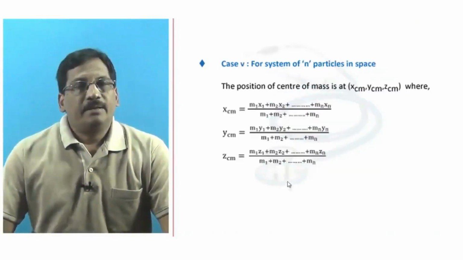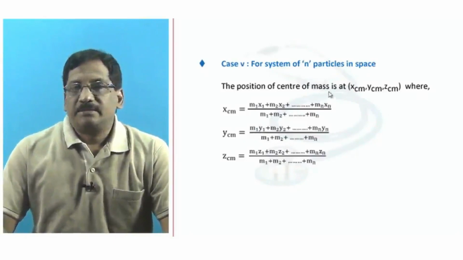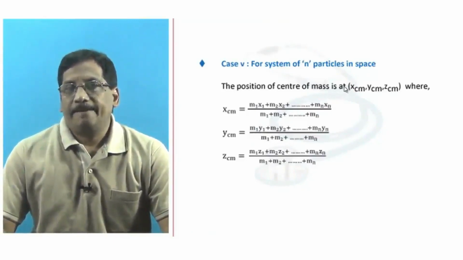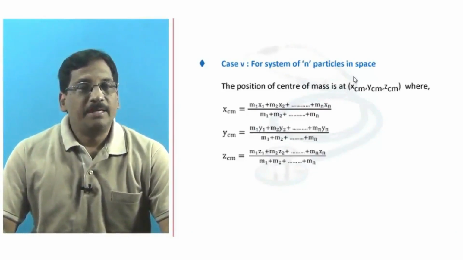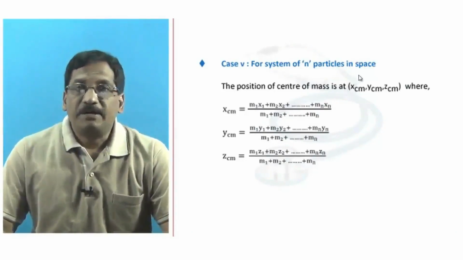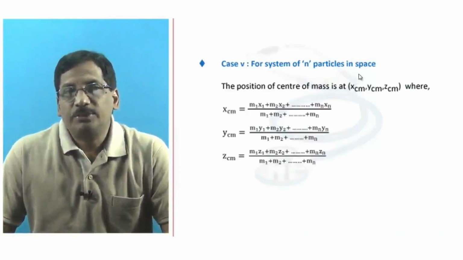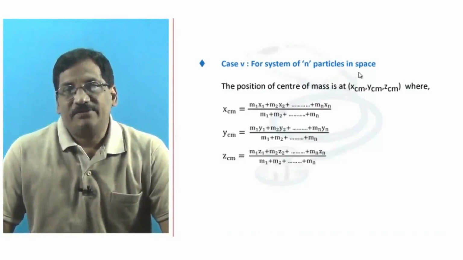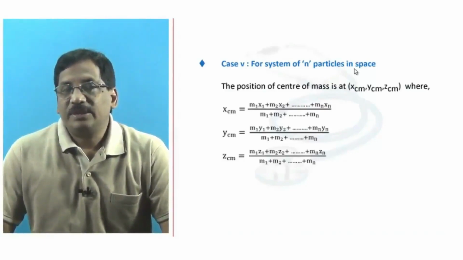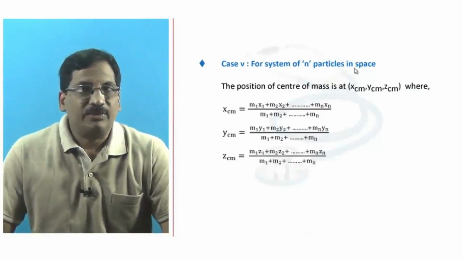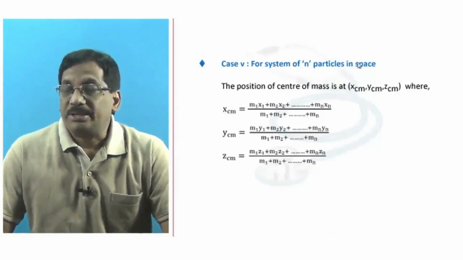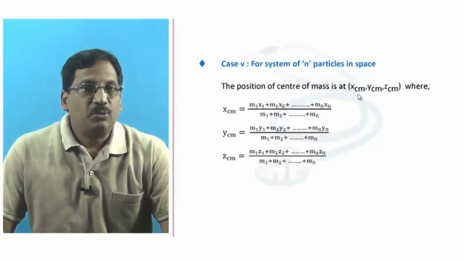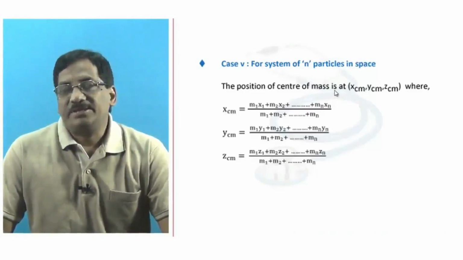And then if the particles are now in space, first case line, next plane, and now particles are in space. So each particle will have three position coordinates. M1 is with x1, y1, z1 coordinates. For m2, x2, y2, z2. For m3, x3, y3, z3, and so on, up to mn with xn, yn, zn.